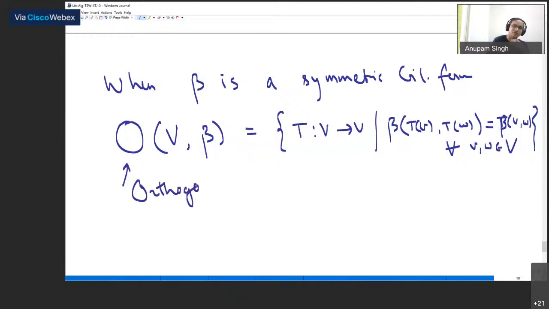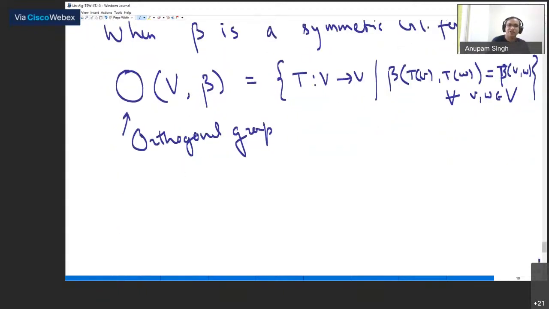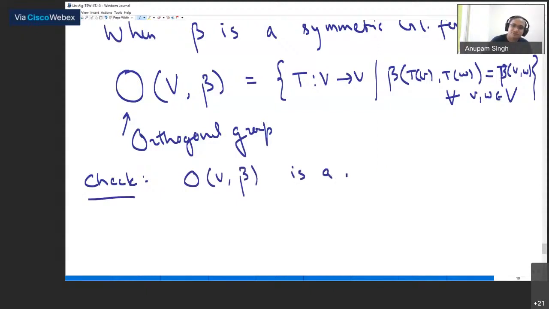It requires to check. So I have defined O(V, beta) as a set. So I'll give you again an exercise. Check O(V, beta) is a group. It's a subgroup of GL(V), right? So certainly O(V, beta) is a subset of GL(V).